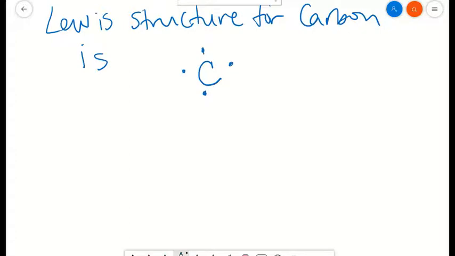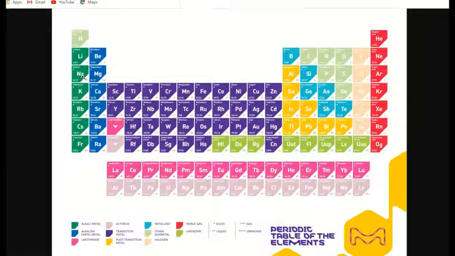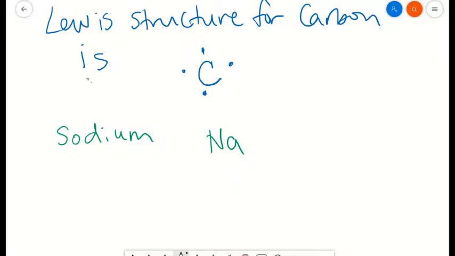So let's try a few more of these. Let's draw some more Lewis structures for single elements before we start looking at other ones. So let's draw a Lewis structure for sodium. We know we're going to write down the symbol for sodium, which is Na, and then we're going to take a look at the periodic table and find sodium, and we'll find it right here. You can see that sodium is going to have just 1 valence electron because it's going to have that 3s1 right there. So we just put a little dot.